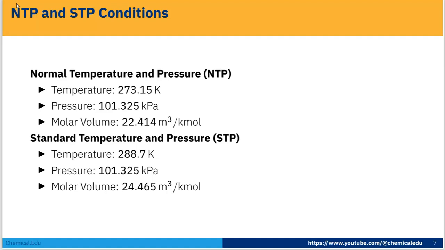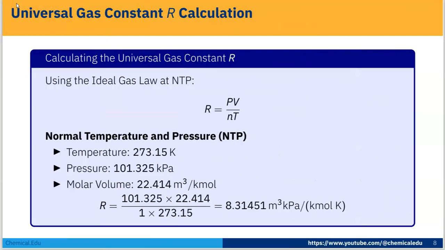Now based on this condition, we can calculate R also. Calculating universal gas constant R using the ideal gas law at NTP, R is equal to PV by nT. So now we know that PV is equal to nRT, so from that R is equal to PV by nT. Now at normal pressure and temperature, temperature is 273.15 Kelvin, pressure is 101.325 kilopascal, and molar volume 22.414 meter cube per kilomole. So n is 1 kilomole. So here R is 101.325 into 22.414, n is 1 kilomole, and temperature is 273.15. Now if I do the calculation, we'll get R is 8.31451 meter cube kilopascal per kilomole K.